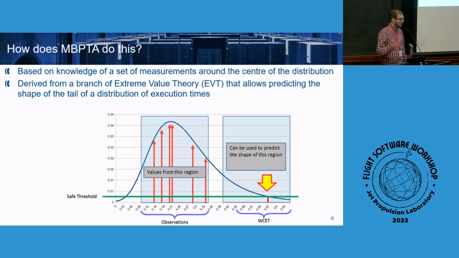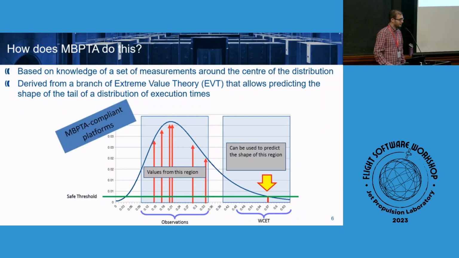So let me give you a high-level idea of how this works. We know that execution time is not constant, it usually follows a distribution. And when we are testing our software, we are taking measurements from the central part of this almost normal distribution. Then by processing this data with extreme value theory, we can predict the maximum of this probabilistic distribution, and we can reason about its worst case execution time.